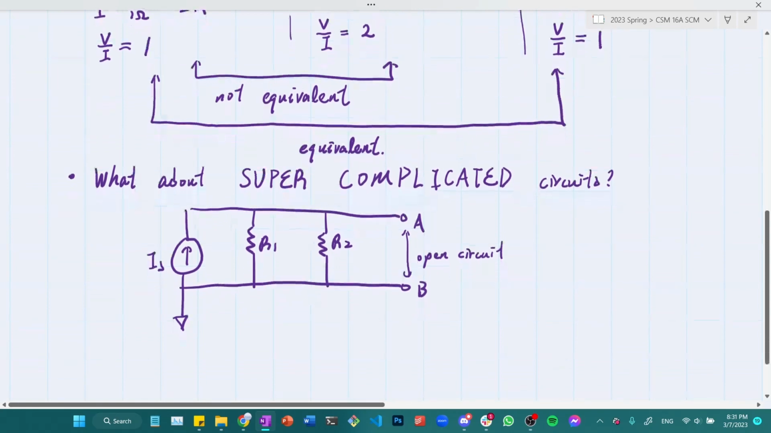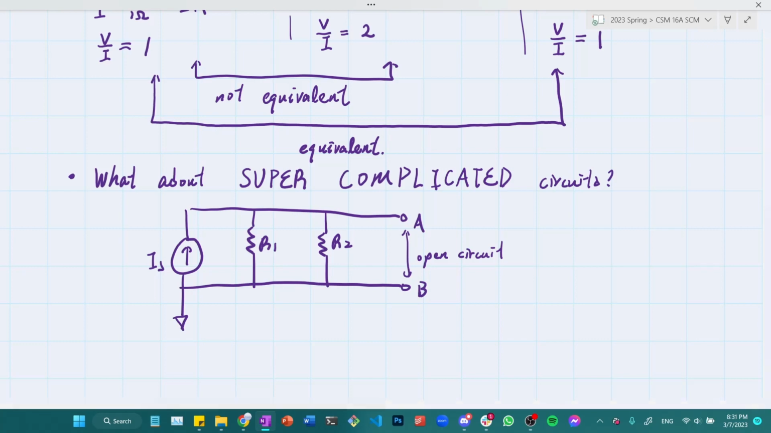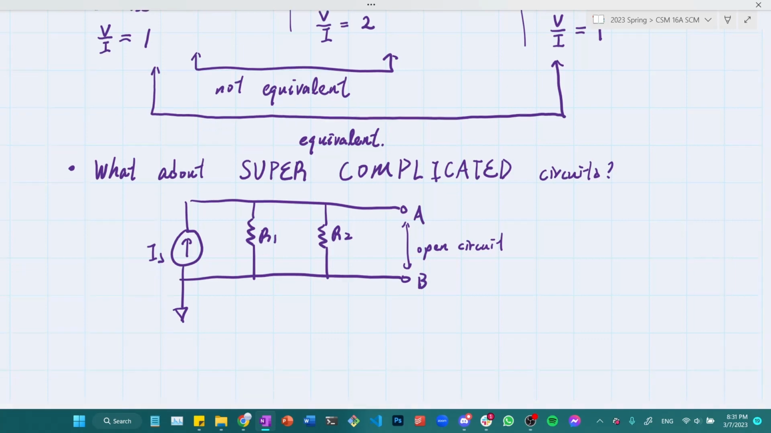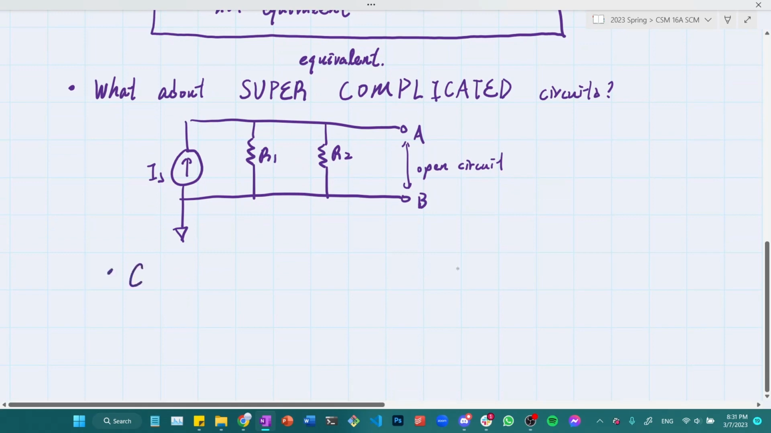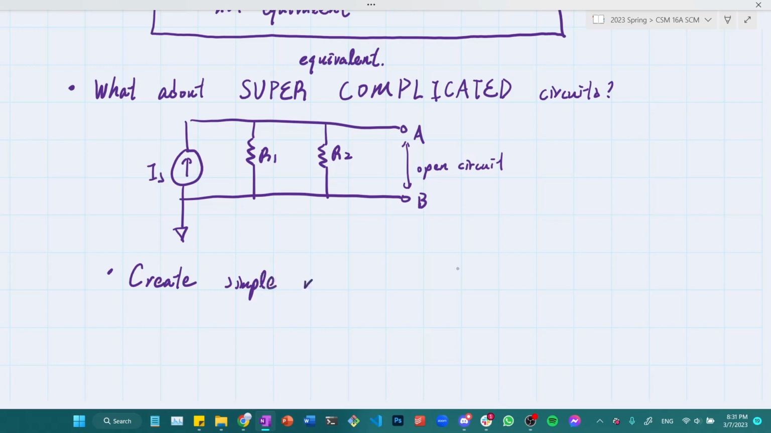It's a little confusing to analyze, right? So what the equivalent circuit really is about is to create simpler versions of circuits that have the same IV relationship. And if we can do that, then we can save a lot of work in computation, because then we can be working on simpler versions of this current circuit. And that will save us quite a lot of time. So let's talk about how to do it.